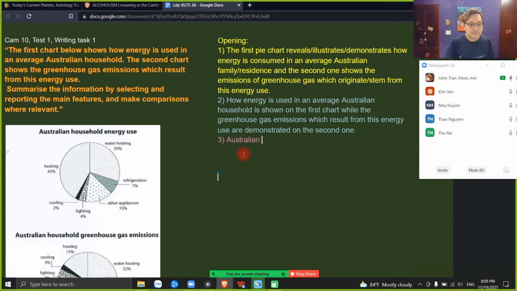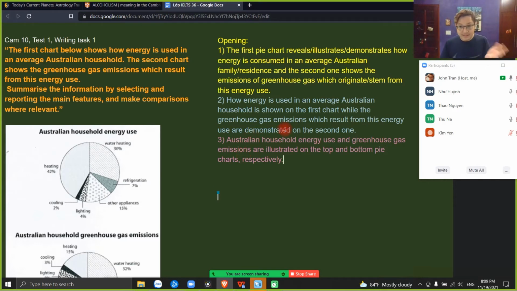Australian household energy use and greenhouse gas emissions are illustrated on the top and bottom pie charts respectively.